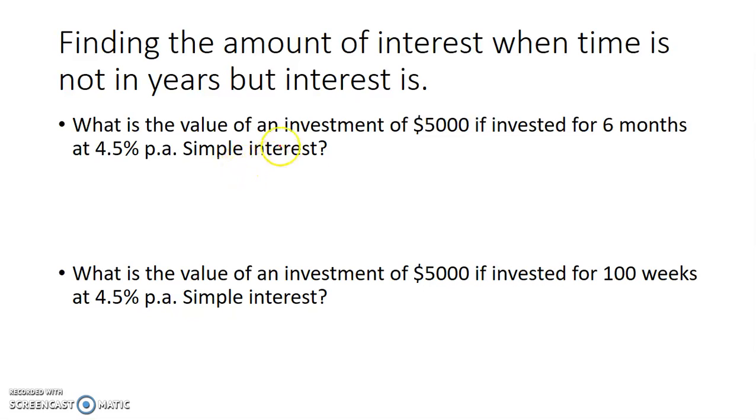Find the amount of interest when time is not in years, but interest is. So these are a little bit more difficult. What is the value of an investment of $5,000 if invested for 6 months? So 6 months is not in years, so we'll deal with this in a moment. Still 4.5% per annum, and it's simple interest.